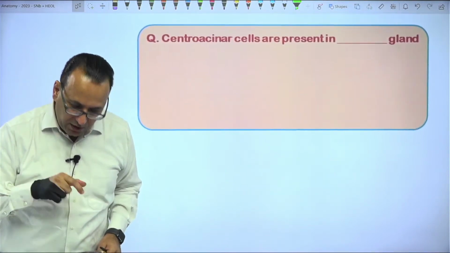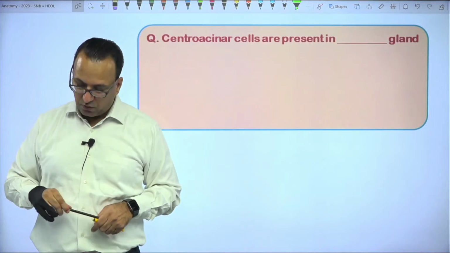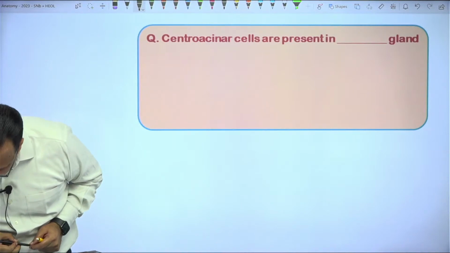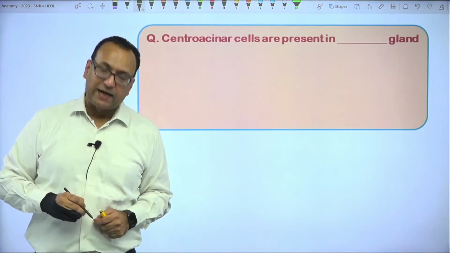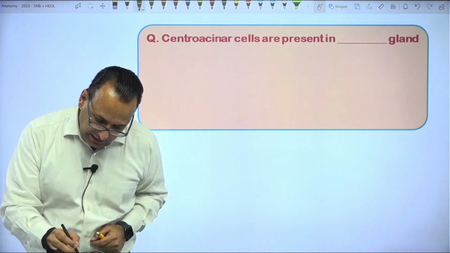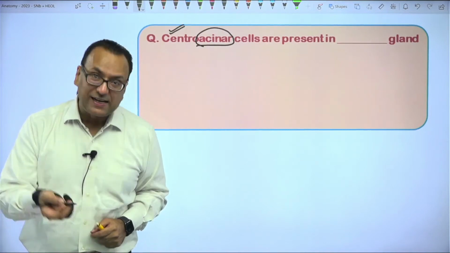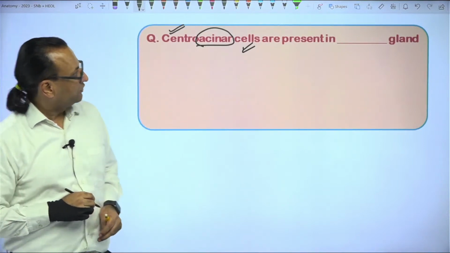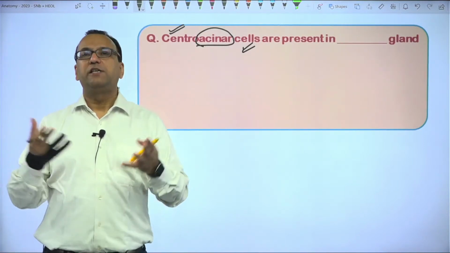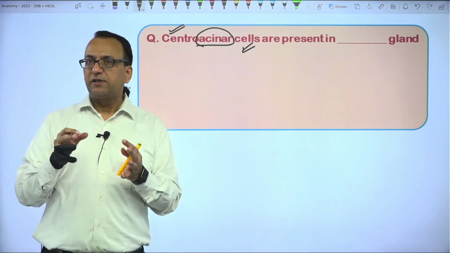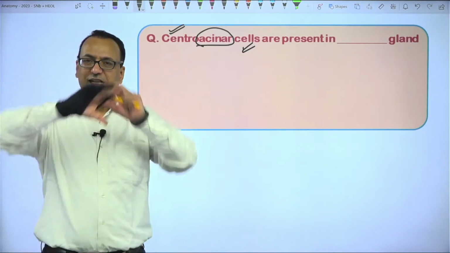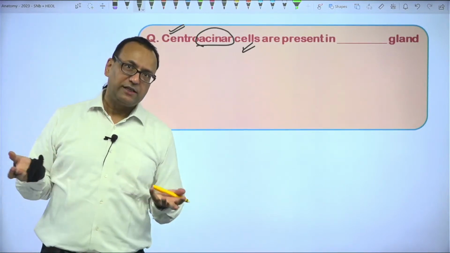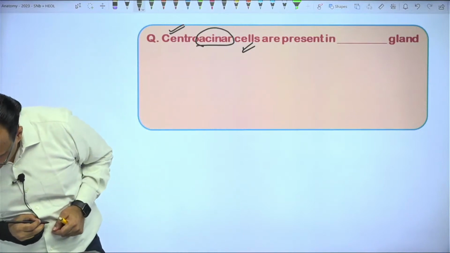So where do you have centroacinar cells then? And what are these centroacinar cells? Centroacinar means inside the acinus, inside the center of acinus, you will have some cells. What is acinus? That could be serous acinus. So inside the serous acinus, you have some cells. Yes, but cells are at the periphery. What are they doing inside the serous acinus? And where do you see that? Anybody?